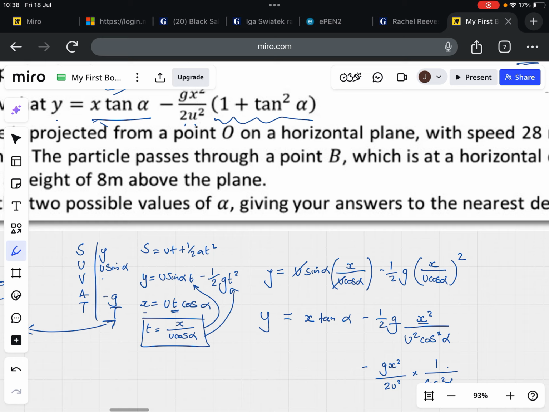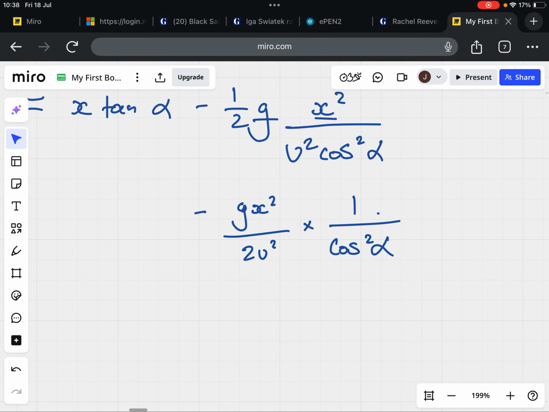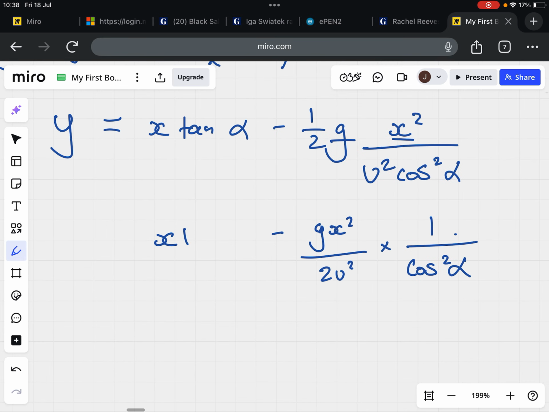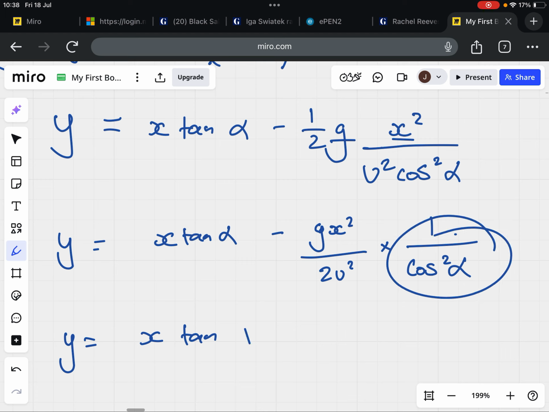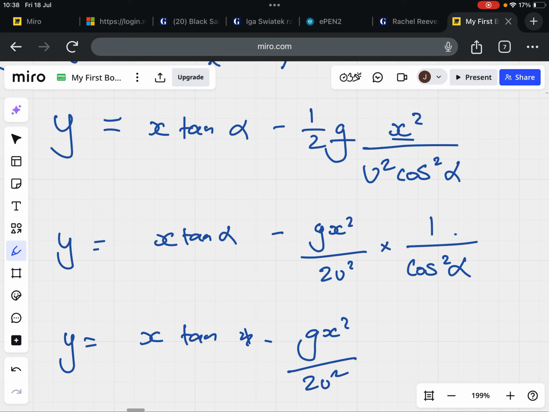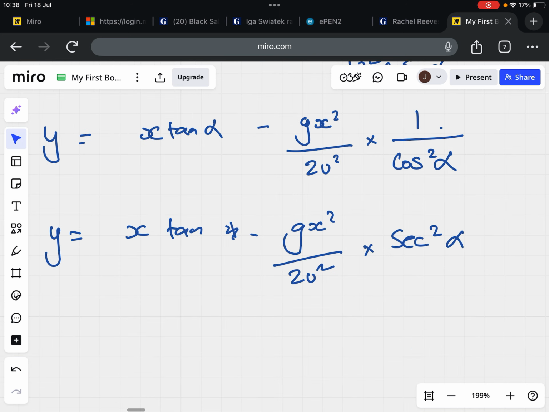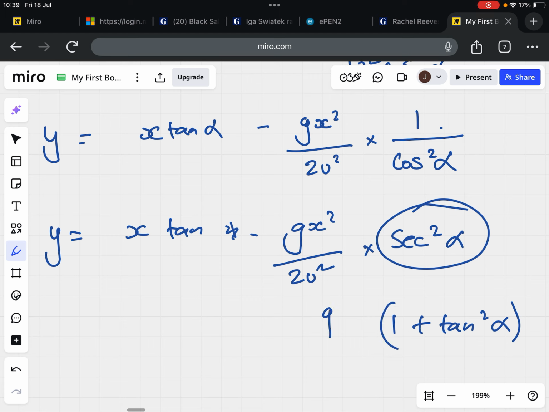And now we're just left with this thing here. So how to do this? Well, that's x tan alpha, y equals. So the final thing that we're going to do is realise that cos squared is the same as something else, isn't it? What's cos squared the same as? Well, because it's in the denominator, it's the same as sec squared, okay? So this is the same as sec squared alpha. And then the next bit is to say that sec squared is 1 plus tan squared alpha, okay?